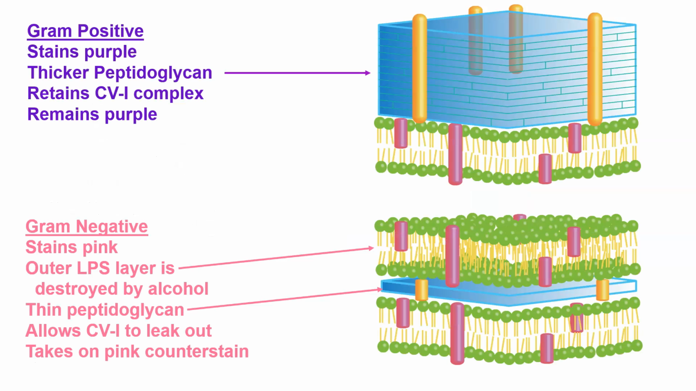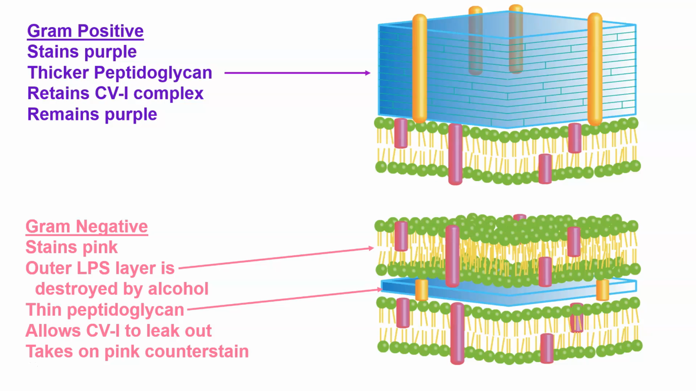So we've got two different cell walls. You can see on both of these, you have a cell membrane down at the bottom. On top of that, you've got a layer of peptidoglycan. The layer of peptidoglycan in the bottom picture is thin. It's thick on the top picture.